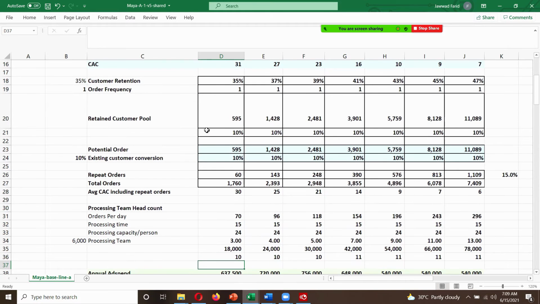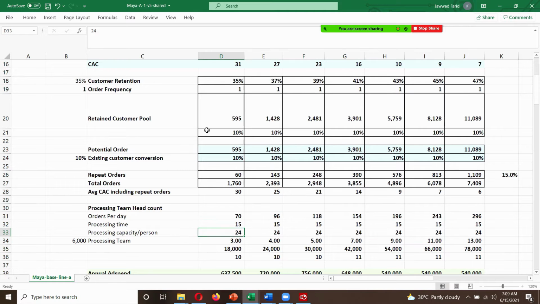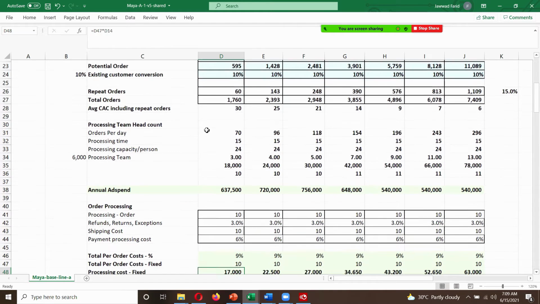The third part you're going to focus on, where do the numbers for resources come from? So in Maya's case, I think from a structure point of view, what we want to do is think in terms of, if you're processing X number of orders per day, what type of staff, what kind of people, what type of resources do you need to execute on that, right? And then you get to your order processing cost.